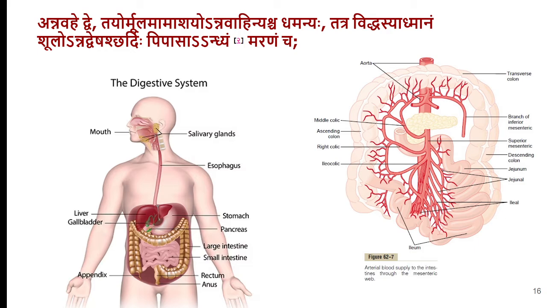Then annavahe dve, tayor moolam amashayo annavahinyascha dhamanyah. Tatra viddhasya adhmanam shulo annadvesha chardhi pipasa andhyam maranam cha. Annavahe dve, there are two annavaha srotas. I think I have heard some people saying that Sushruta had two esophagus. That's not correct. It's not that annavaha means only the esophagus.